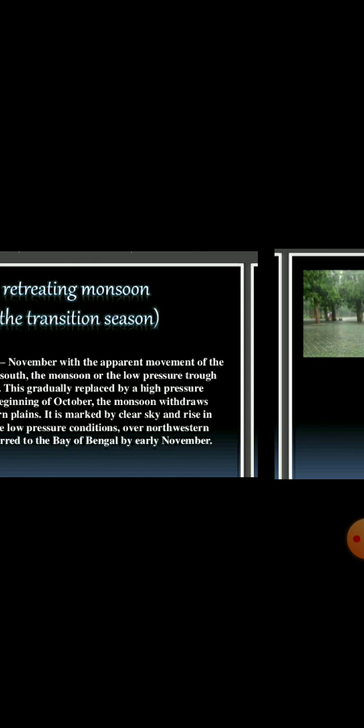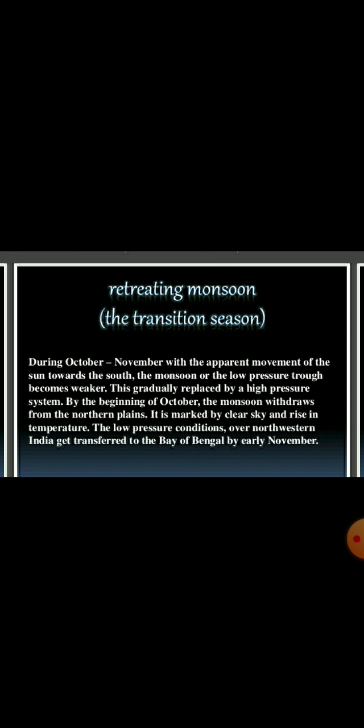Now, the last one is the retreating monsoon. The departure of the monsoon means monsoon ka wapas jana. This time period is also known as the transition period. During October and November, with the apparent movement of the sun toward the south, the monsoon trough of low pressure becomes weaker and is gradually replaced by a high pressure system.